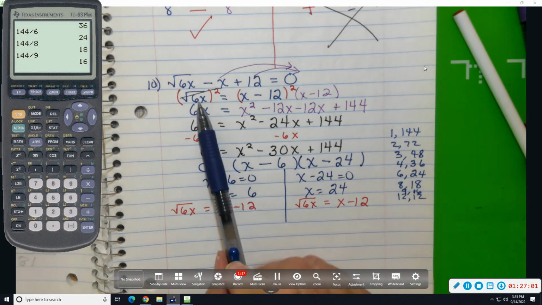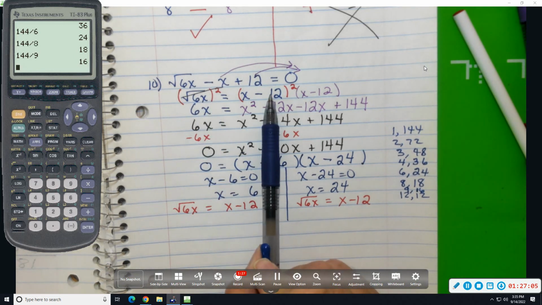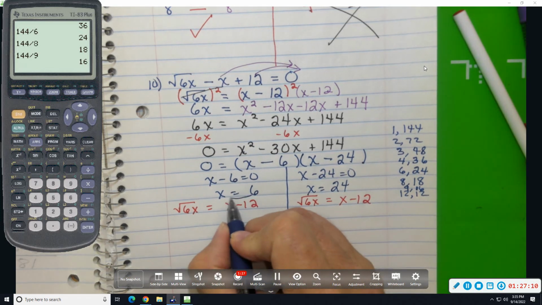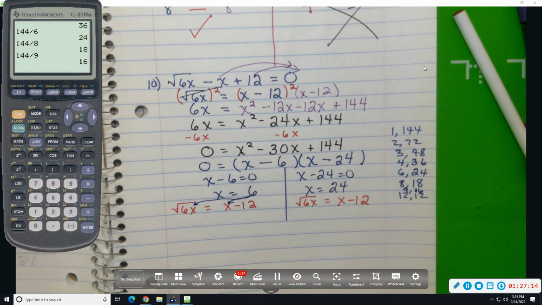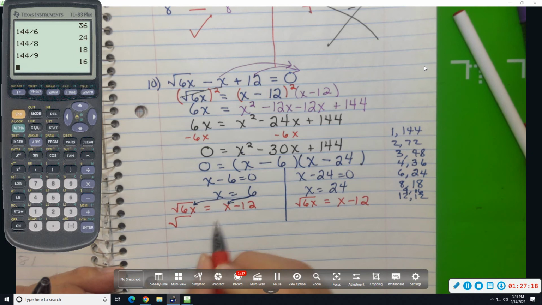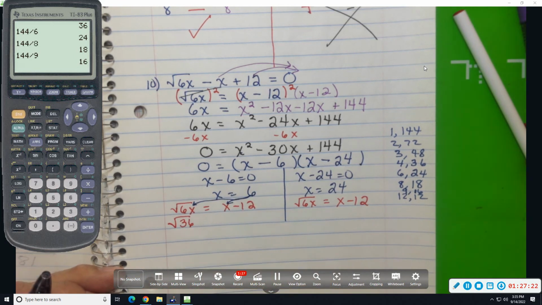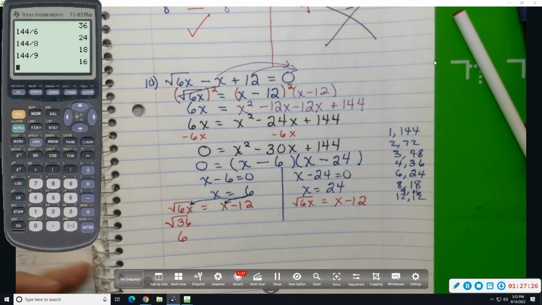So I'm plugging it in here before I squared it. The square root of 6x equals x minus 12. When I check it, I plug in the x. On the left-hand side, it'd be 6 times 6, which is 36 under the square root symbol. So in other words, we have a 6 on the left. What are we going to have on the right?